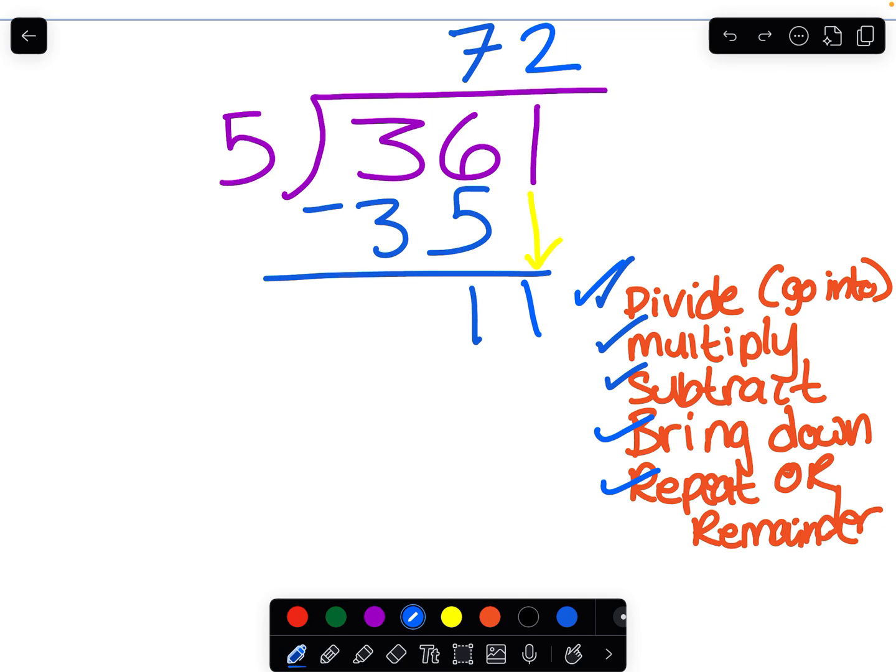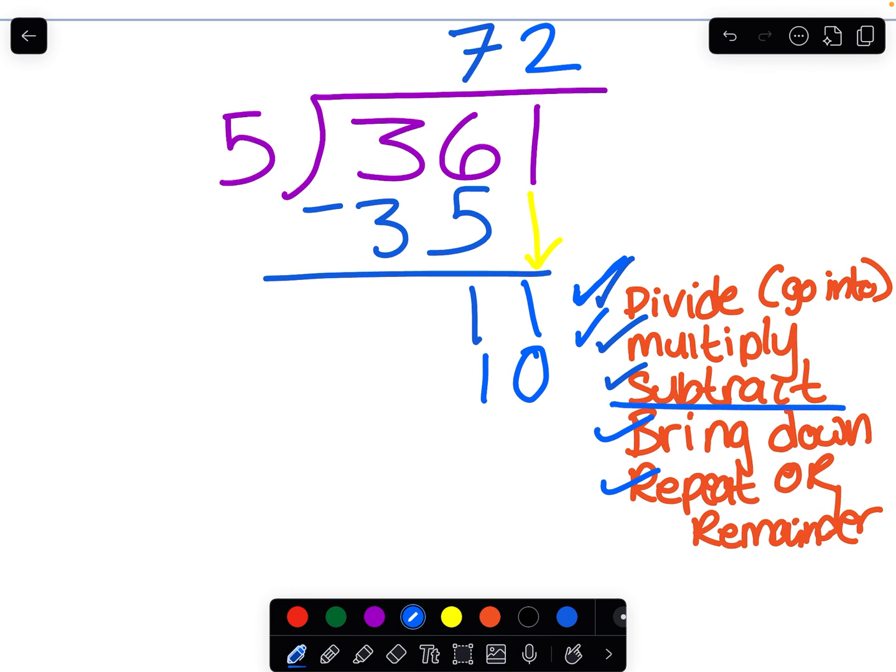So we're now going to go through. We have a second check mark now next to divide. We're on that step and we just completed that step. Now we've got to multiply. We're going to multiply 5 times 2. 5 times 2 is 10. So we did our multiply step.